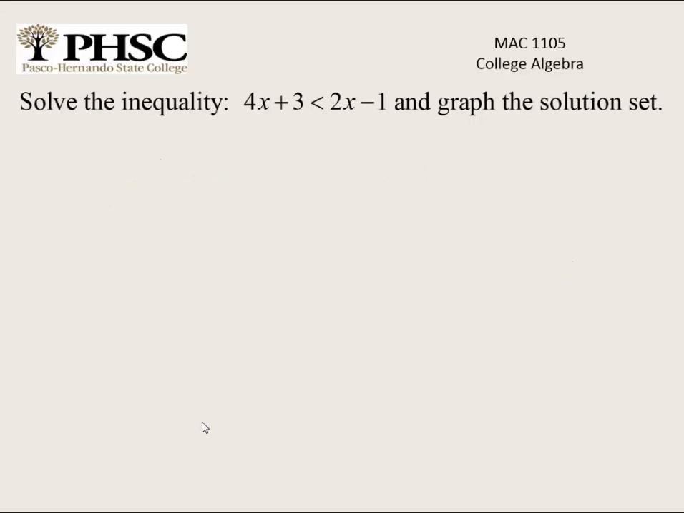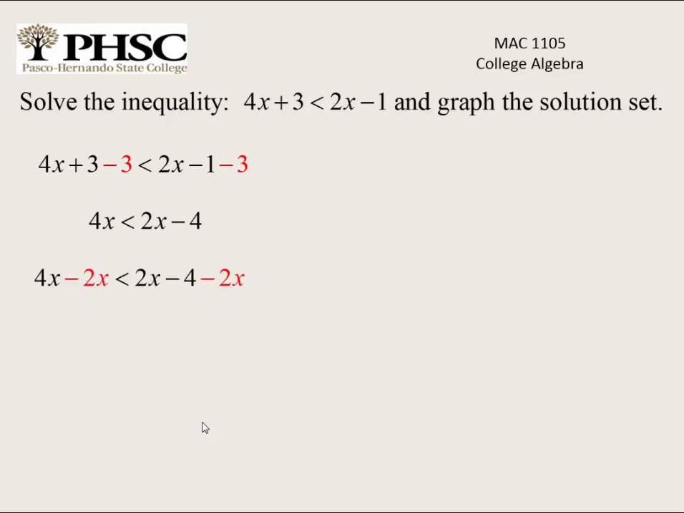So here we have another example. 4x plus 3 is less than 2x minus 1. We're going to solve this and graph the solution set. So we subtract 3 from both sides. We end up with 4x is less than 2x minus 4. Now we're going to subtract 2x from both sides so we can get the x on one side and the constants on the other side. So we end up with 2x is less than negative 4. Now we're going to divide by 2, and we get x is less than negative 2.